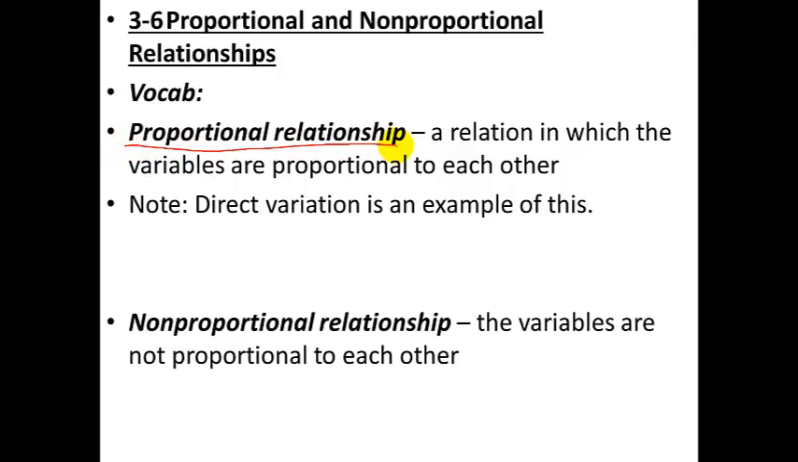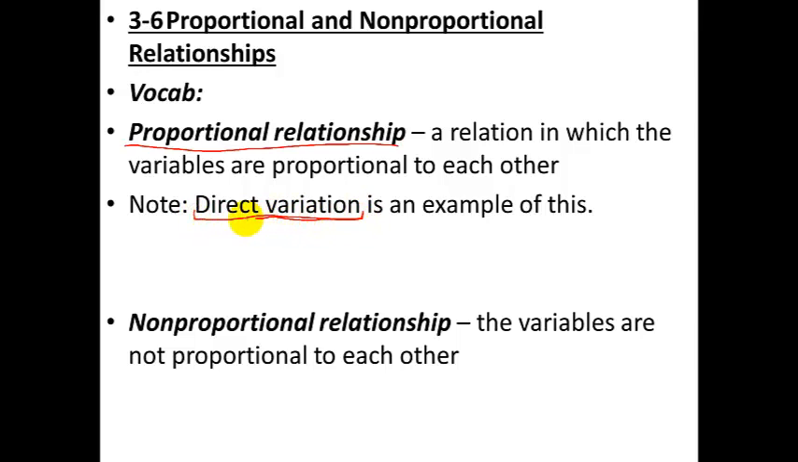Proportional relationship is any relation in which the variables are proportional. So it's a pretty simple definition. Proportional means that when one increases or decreases by a certain ratio, the other also increases or decreases by a certain ratio. So proportional relationships really are the same thing as direct variation.